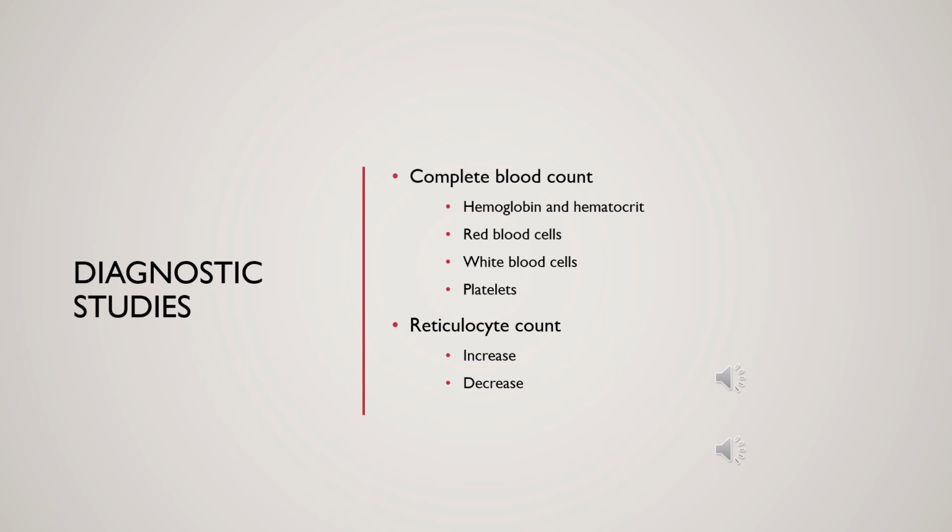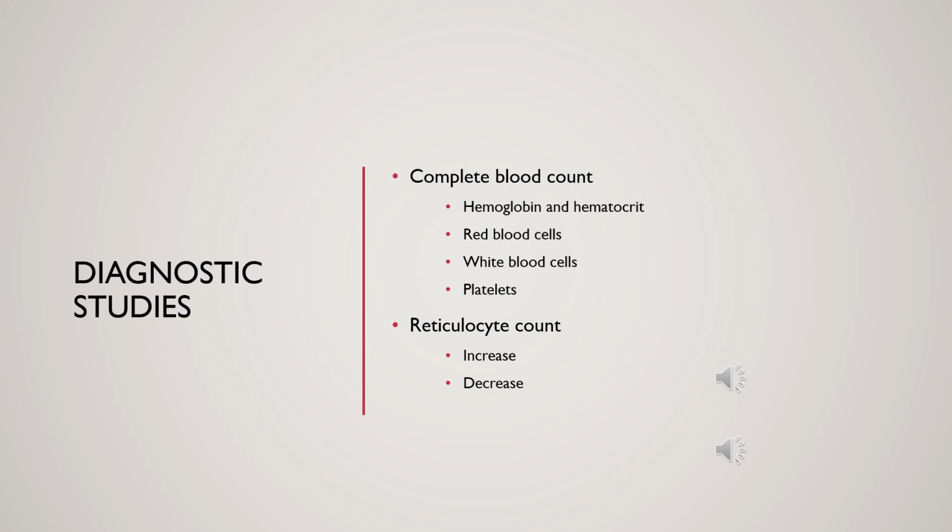A low hemoglobin level may indicate anemia, recent hemorrhage, or fluid retention, which can cause hemodilution. A high hemoglobin level suggests hemoconcentration from polycythemia or dehydration.